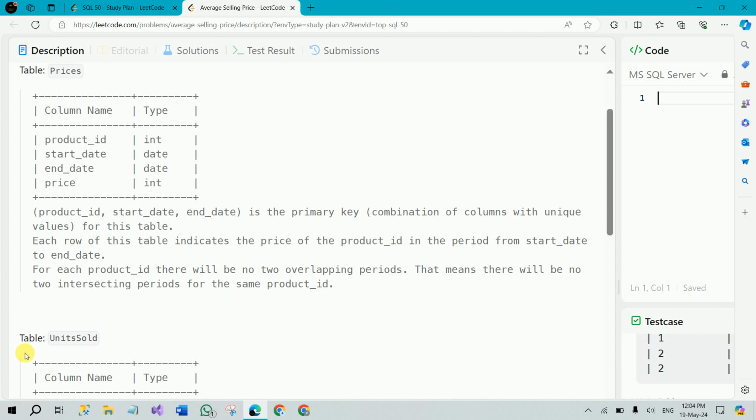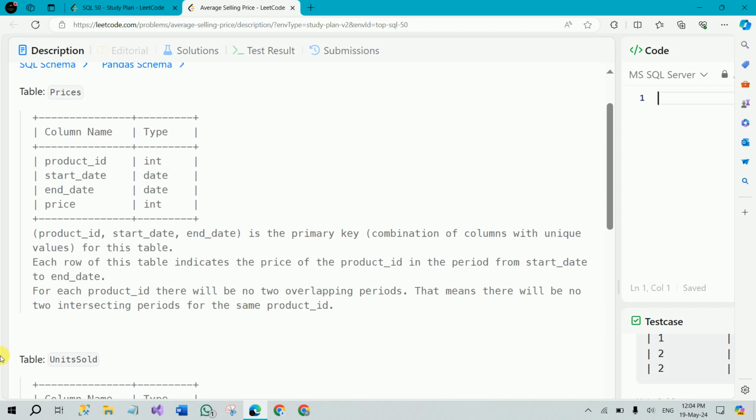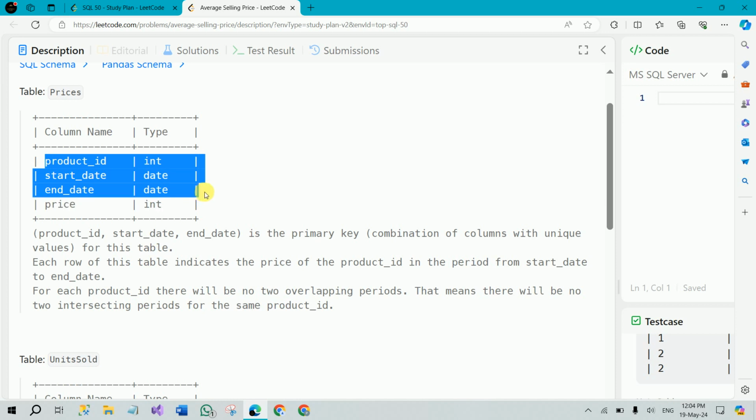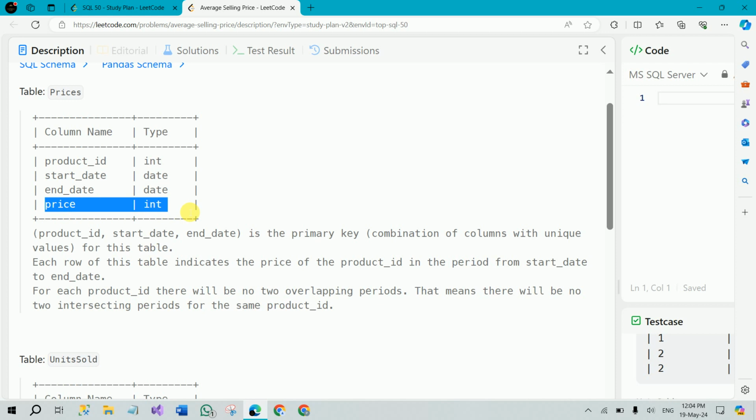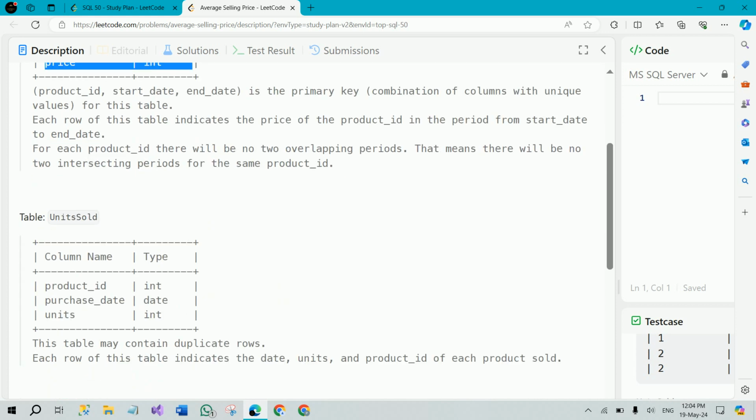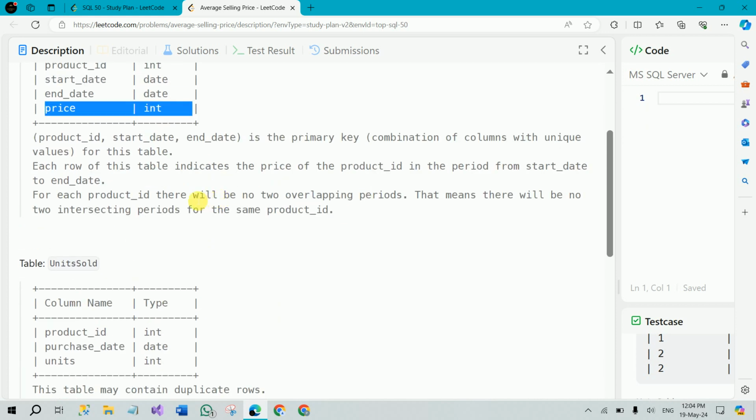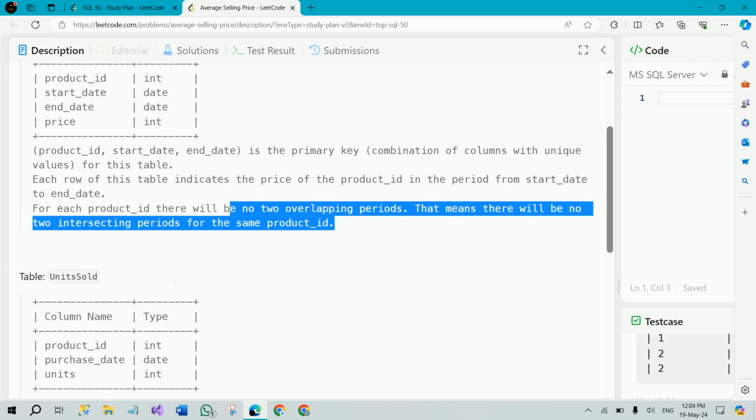We are given a table named prices which has 4 columns: product ID, start and end date. These 3 columns collectively make the primary key, and then we have the price. Means we have the price of the product which was valid in a given range. Now it is stated that no product ID will have any overlapping periods.